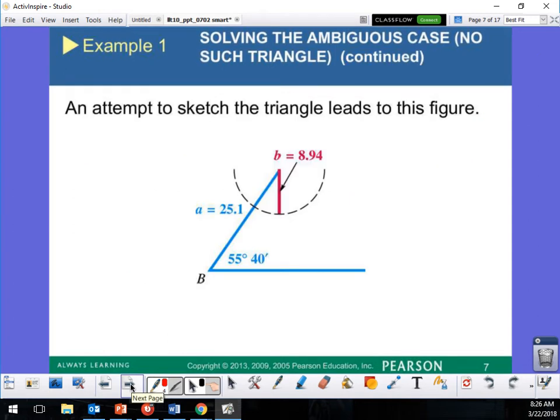All right, so this is what it actually comes out to look like. This is what the sketch of this would look like. So we do have to sketch it? I'm trying to show you. So this one is not going to be a real triangle.